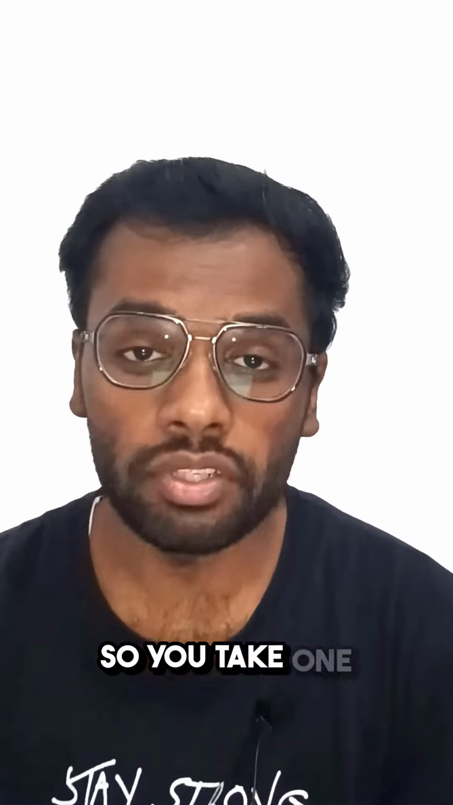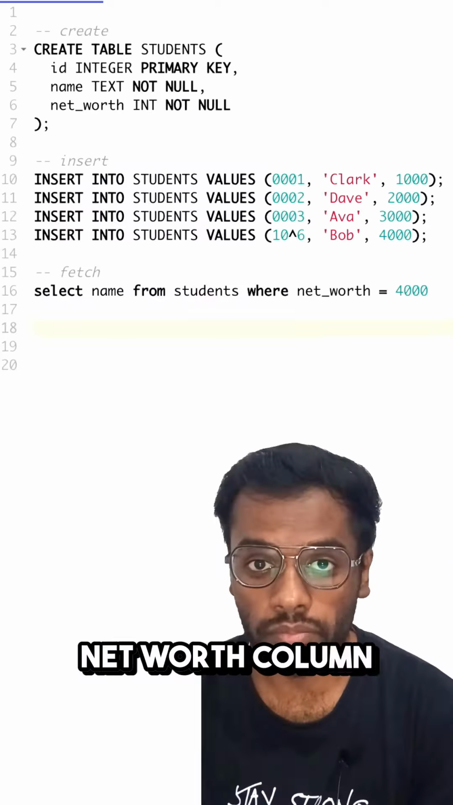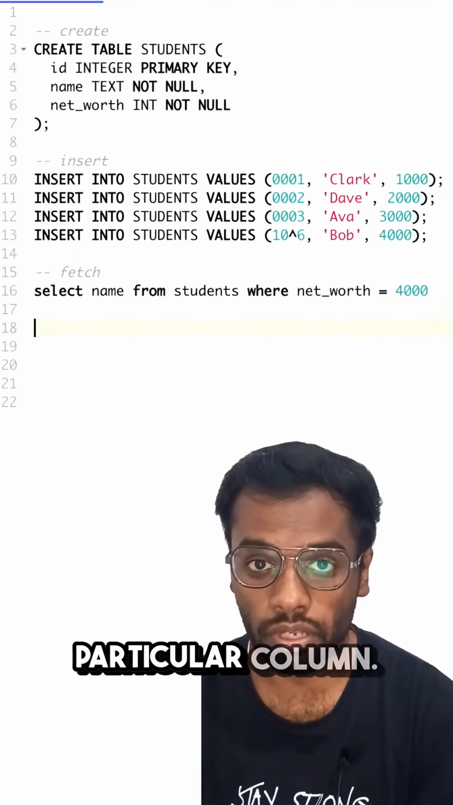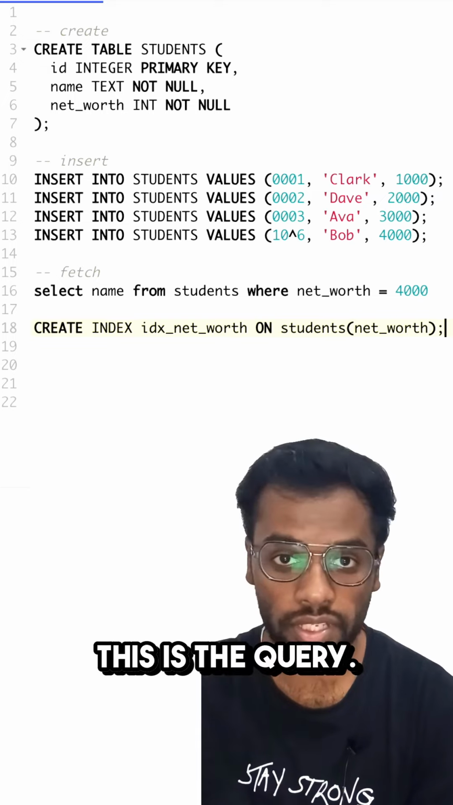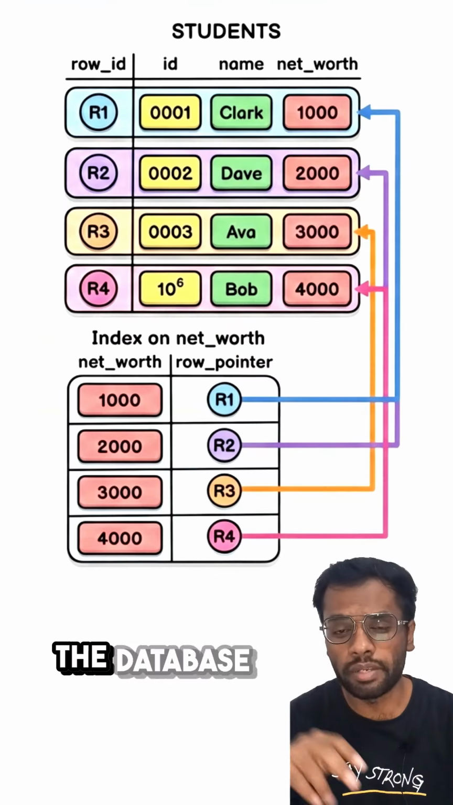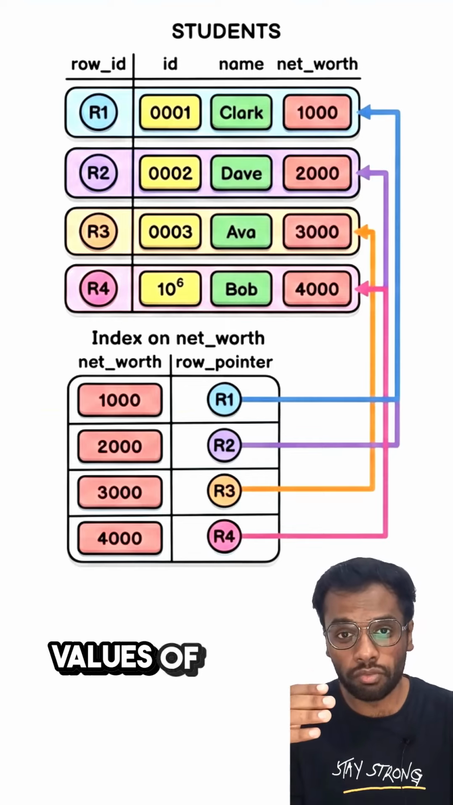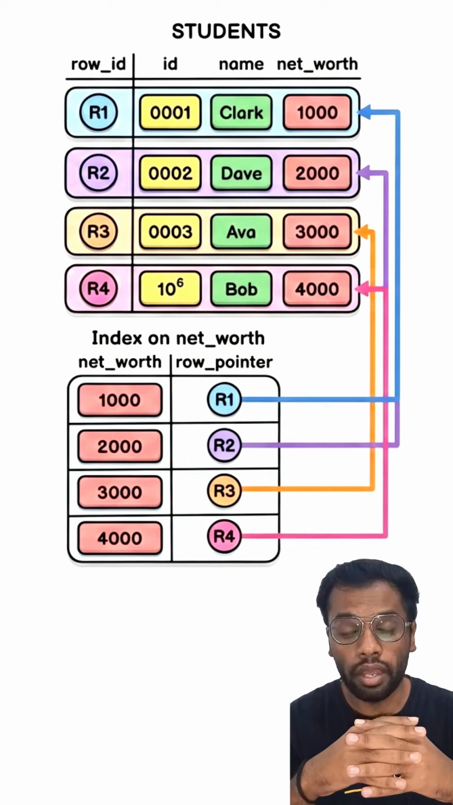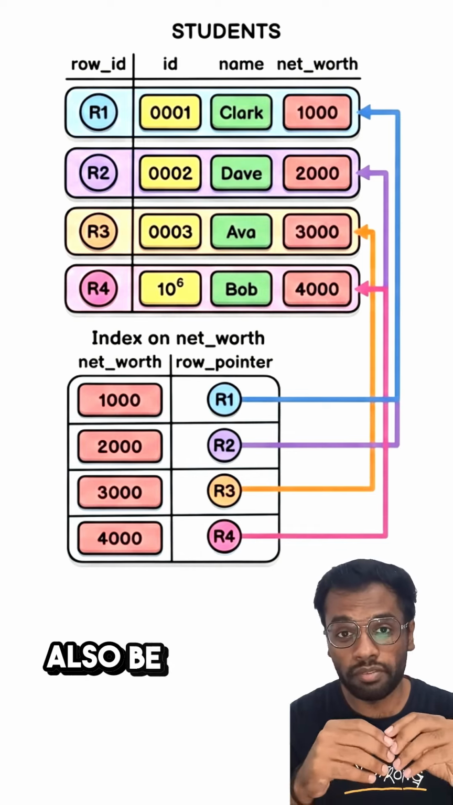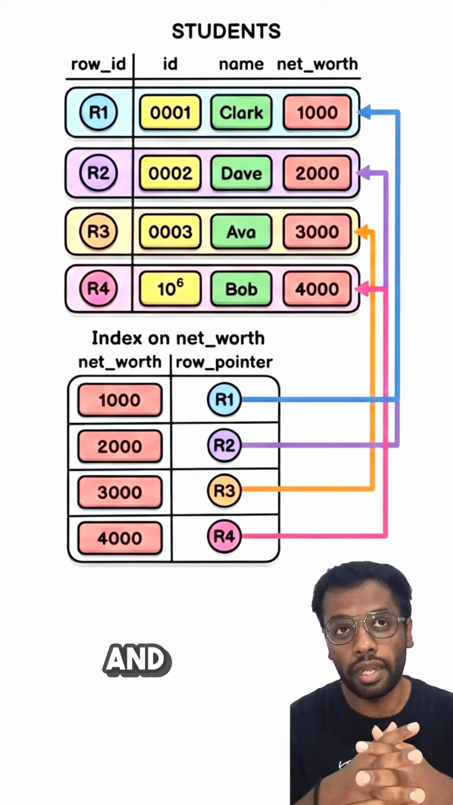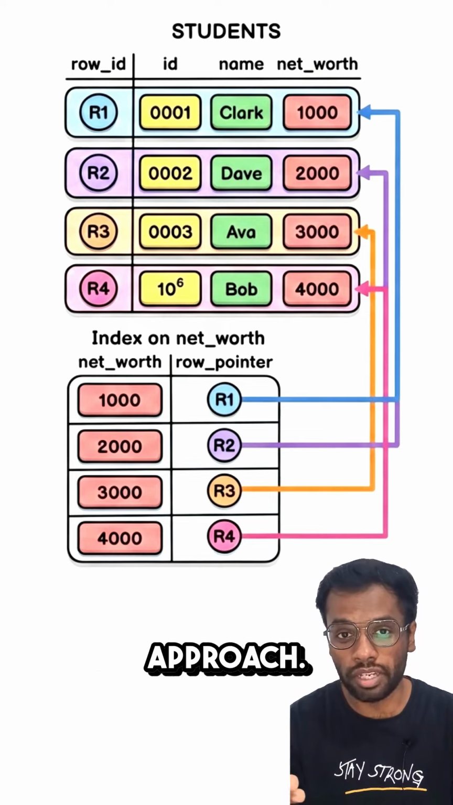So you take one column. Here in this case, we take the net worth column and we index this particular column. How do we index it? This is the query, as you can see on the screen. On the net worth column, the database actually creates a separate data structure which stores the values of that column in sorted order. Also, each value will be given a pointer to the actual row, right? And this is what we call a big O of log n approach.